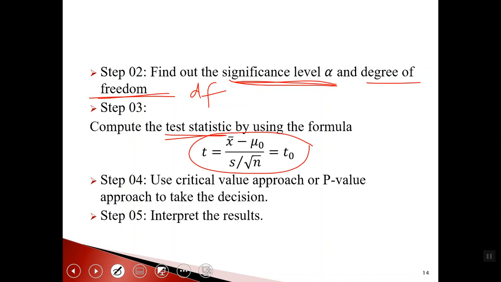X bar, which means your data set mean or sample mean, minus mu naught directly from your H naught, divided by S. S means sample standard deviation. If they have given a table, you can simply calculate X bar and S using the formulas in your formula sheet. And divide by square root of n. You can calculate T naught. Then pick one method: critical value approach or p-value approach. Then interpret the results. So we have 5 steps.